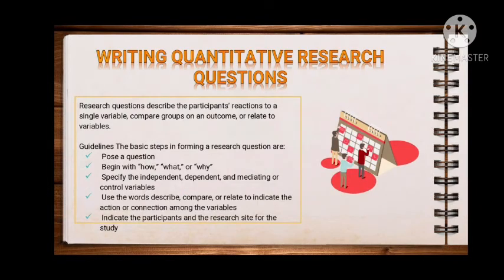And the next, how to write quantitative research questions. Here are the guidelines, the basic steps in forming research questions. The first, pose a question, and the next, begin with how, what, and why. And the next, specify the independent, dependent, and mediating or control variables. And the next, use the words describe, compare, or relate to indicate directions or connections among the variables. And last, indicate the participants and the research site for the study.